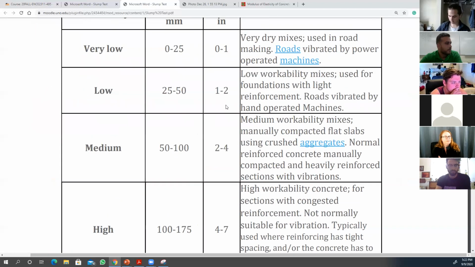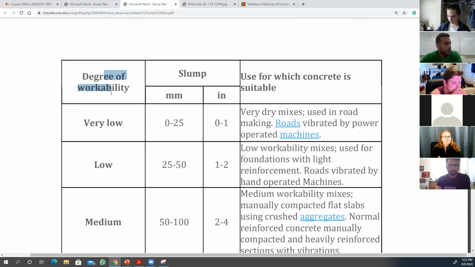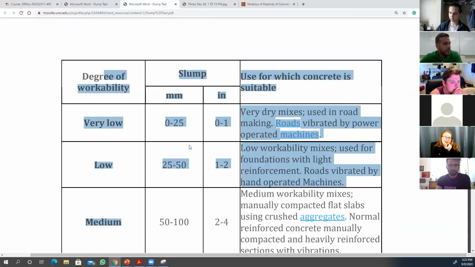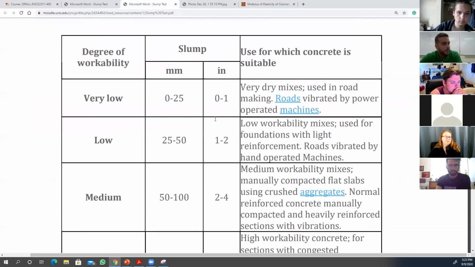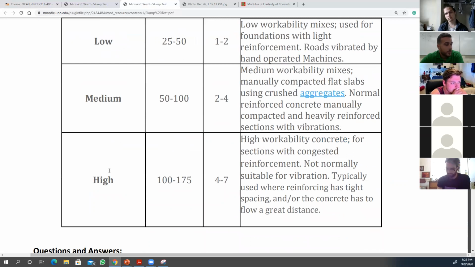Okay. And degree of workability: very low, low, medium. You can take a look at this table as well. If you're looking for very low workability, this is the slump range that you want to be in, 0 to 1. These are very dry mixes used in road making, roads vibrated by power operated machines. And let's look at the extreme, high workability, 4 to 7 inch: high workability concrete for sections with congested reinforcement.